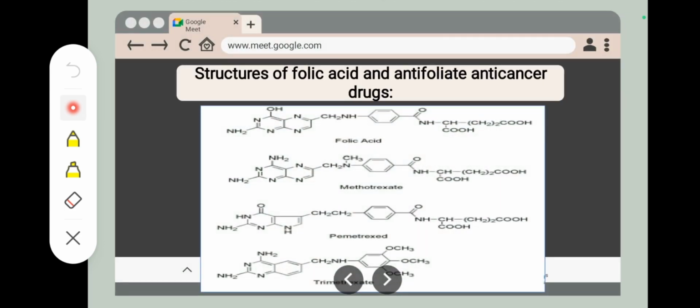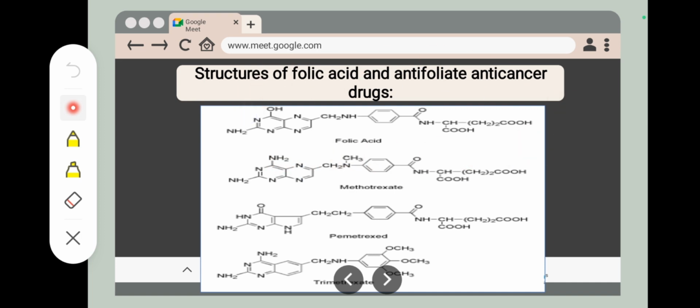And next is the structure of folic acid and antifolate anti-cancer drugs. So here we have the structure of folic acid, methotrexate, pemetrexed, and trimetrexate. So first is folic acid. Folic acid usually helps to maintain or to make healthy red blood cells which carry oxygen around the body. So this is the structure of folic acid.